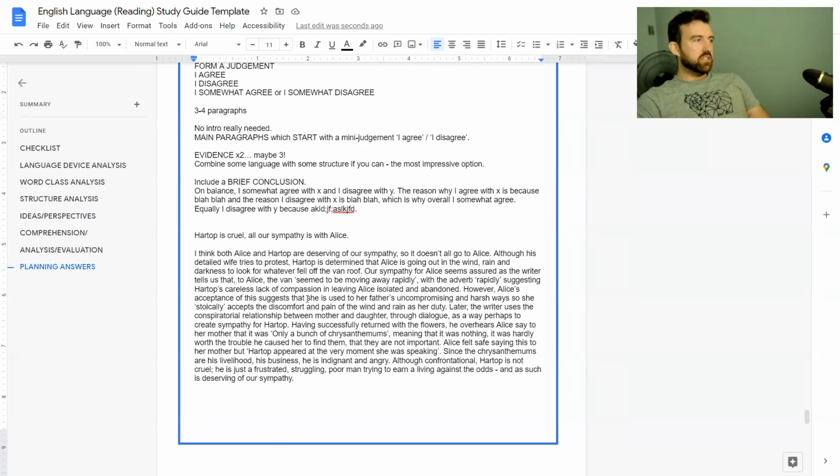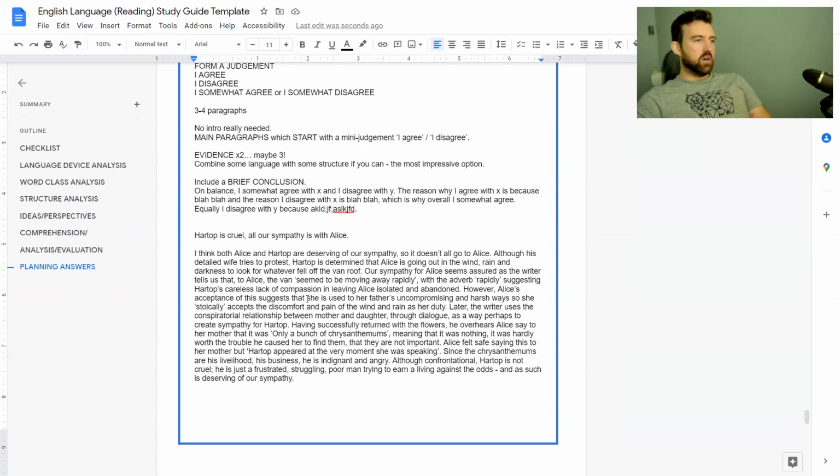Later, the writer uses the conspiratorial relationship between mother and daughter through dialogue as a way perhaps to create sympathy for Hardtop. Having successfully returned with the flowers, he overhears Alice say to her mother that it was only a bunch of chrysanthemums, meaning that it was nothing. It was hardly worth the trouble he caused her to find them, that they are not important. Alice felt safe saying this to her mother, but Hardtop appeared at the very moment she was speaking. Since the chrysanthemums are his livelihood, his business, he is indignant and angry.